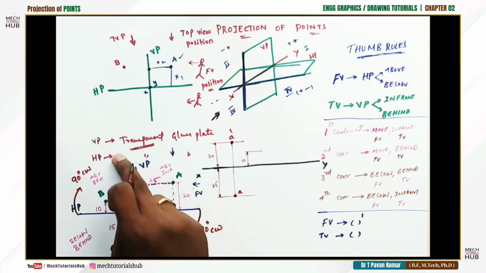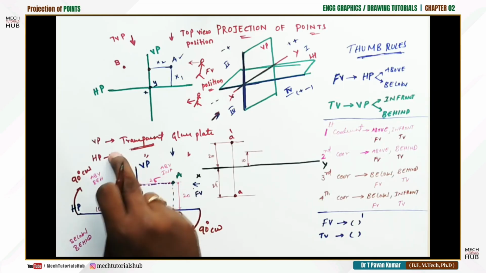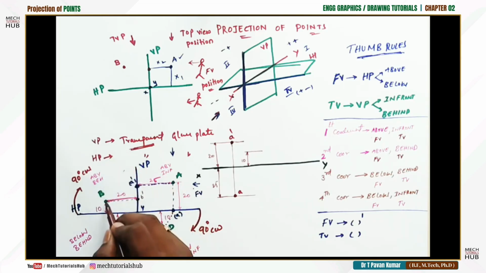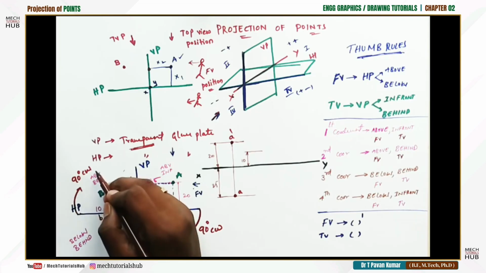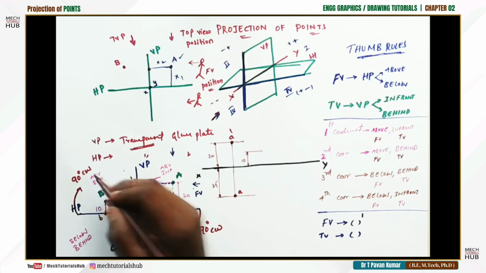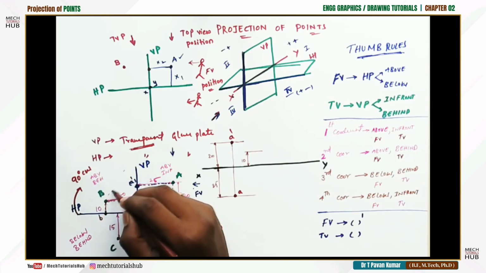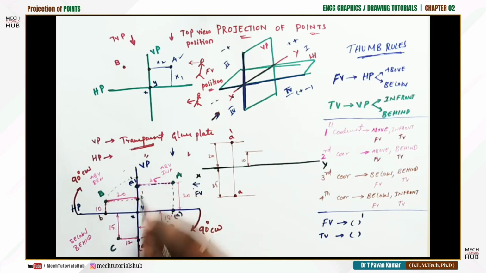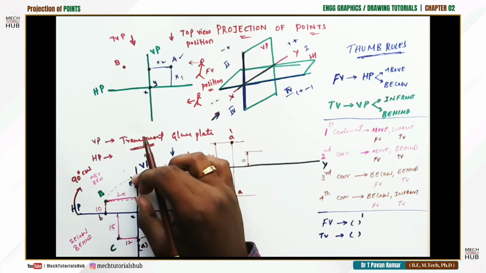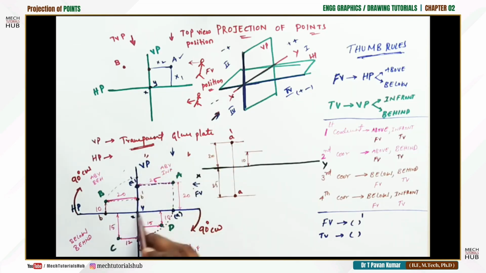Similarly, I'm changing my position to the top. When I view from the top, I could see the projection of B on the horizontal plane. As it is a top view, I need to notate simple B. And when I rotate the horizontal plane 90 degrees clockwise, this will also rotate. Whatever distance it is maintaining, 20 with respect to the vertical plane, the same needs to be placed here. Okay, the same distance it is maintaining with respect to the vertical also.